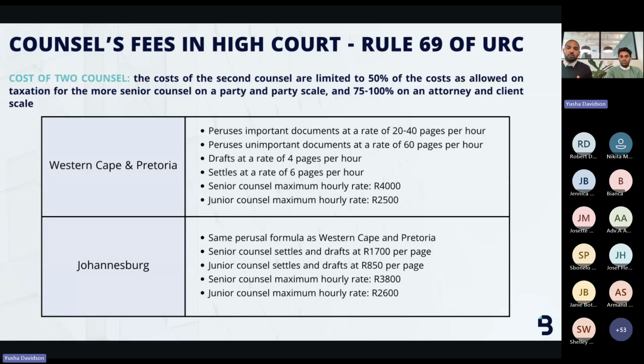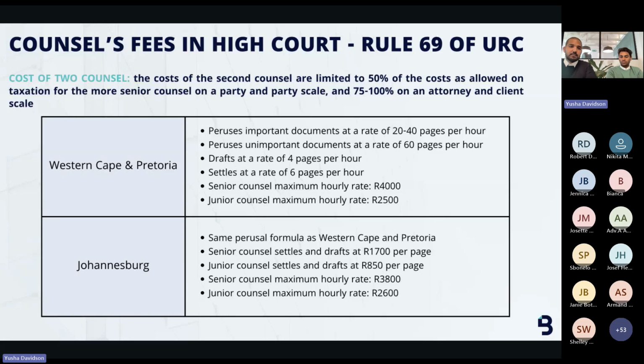Now, this will all be very much dependent on the complexity of the matter and also of the experience of counsel. So the longer your counsel has been practicing, the more likely you are to get a higher rate allowable for the work that they are going to complete. In Johannesburg, as we can see here, the hourly rate for your senior counsel is a bit lower at 2,500, but your junior counsel's maximum hourly rate is at 2,600 Rand.